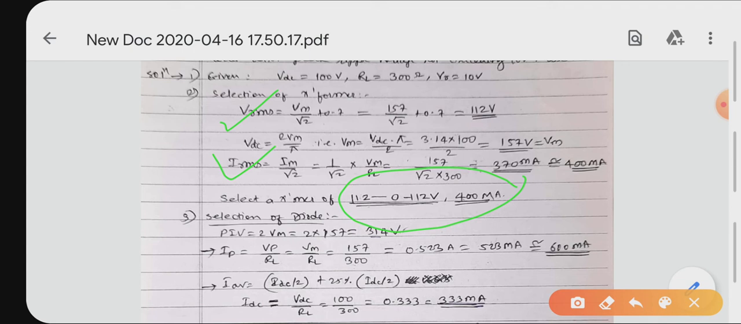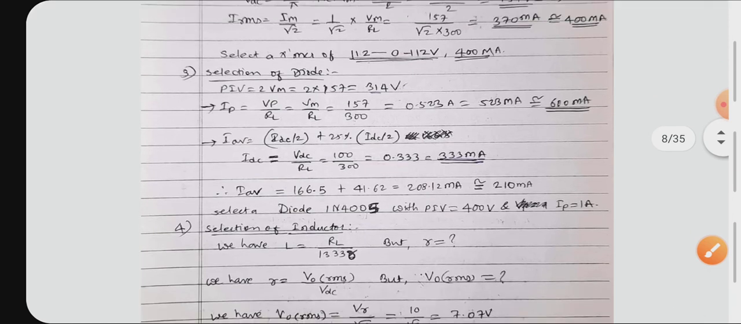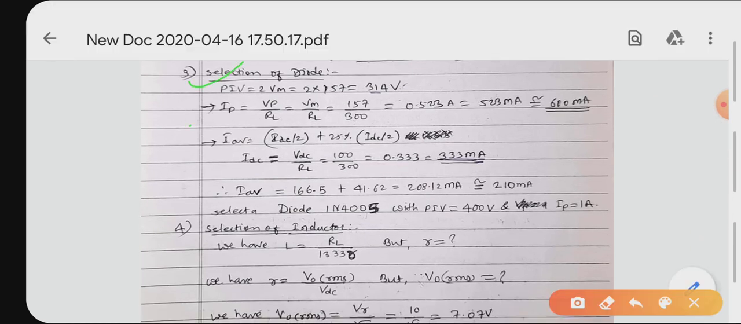Okay, then the second step is selection of diode. Just calculate the PIV, Ip, and I average. So PIV is 314 volt. Based on this, you will select the diode 1N4005. For 1N4005, the PIV rating is 400 volt. You can refer to that table.